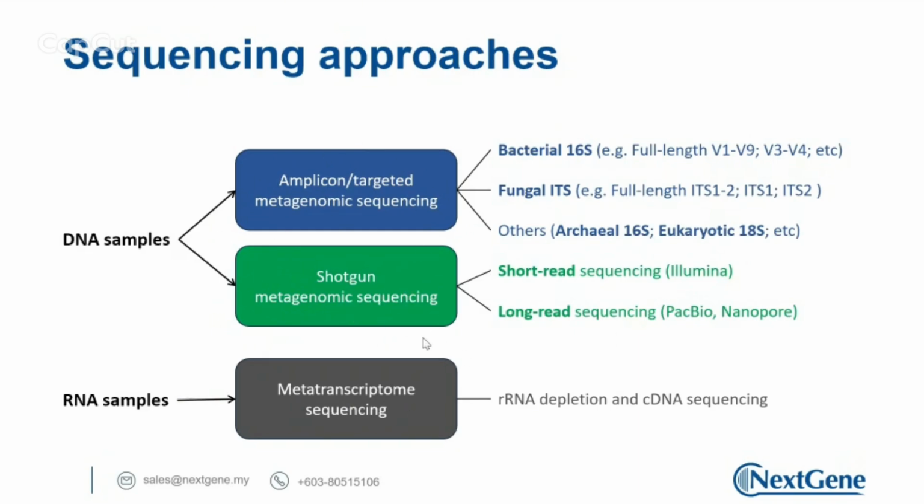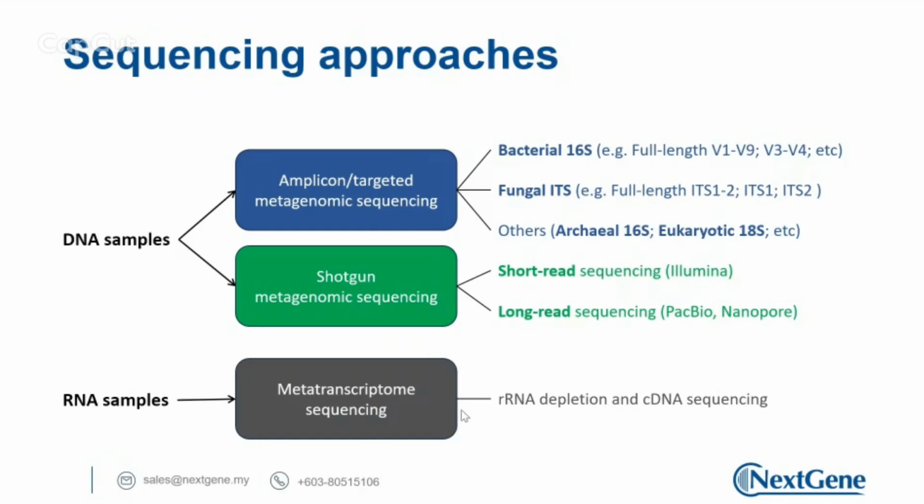And there are other groups that prefer to look at the RNA part. So they want to see what the expressed genes or the functional genes inside the samples are, and at the same time also identify who they are inside the samples. So this approach is called the metatranscriptomics approach.